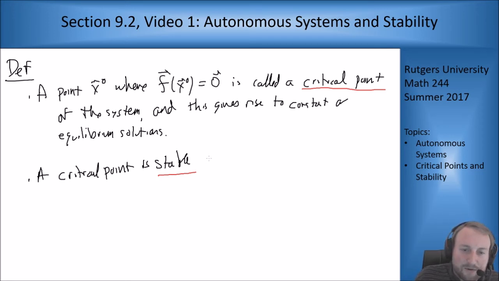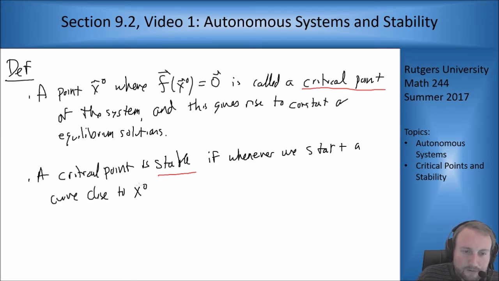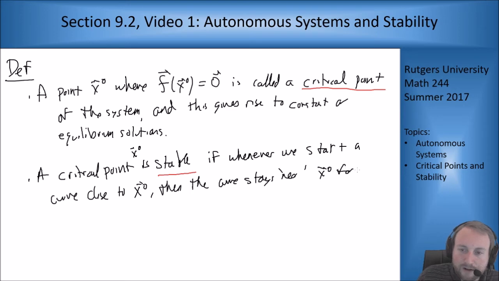So a critical point is stable if whenever we start a curve close to x0, and by starting a curve, I mean starting a solution curve with initial condition near that point, then the curve stays near x0 for all time. And this idea of close to and near is what's made more formal by those epsilons and deltas, but we don't really need that. We're just going to use this as it is. Basically means if I start close to my critical point, then I can't just go away and randomly run away. I have to stay nearby for all t.